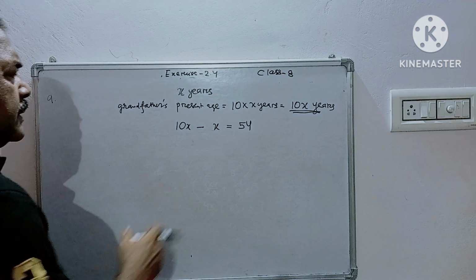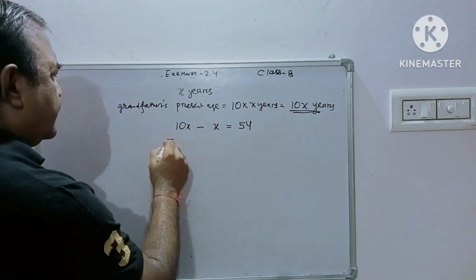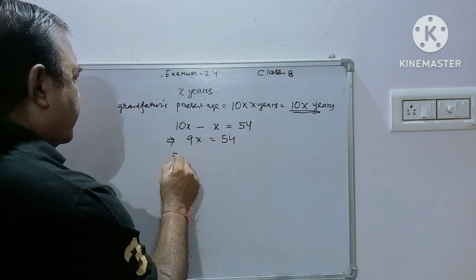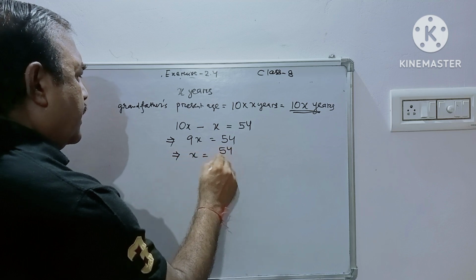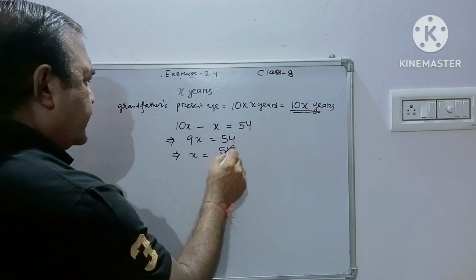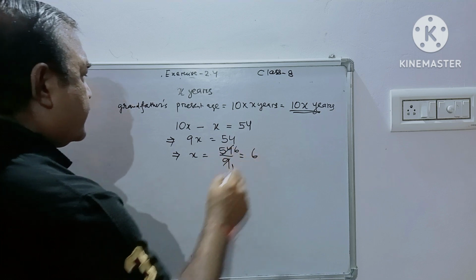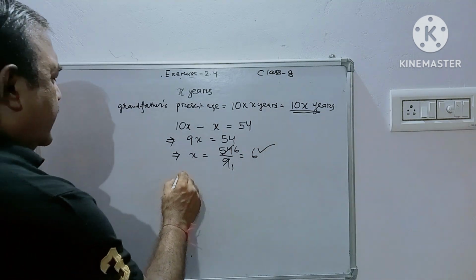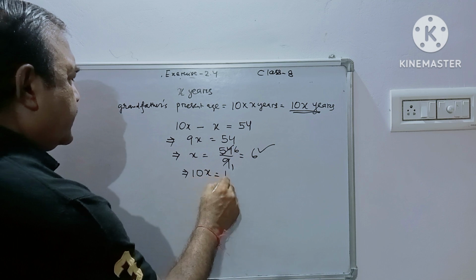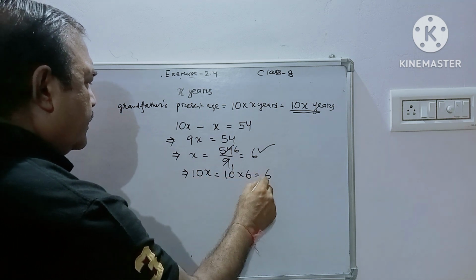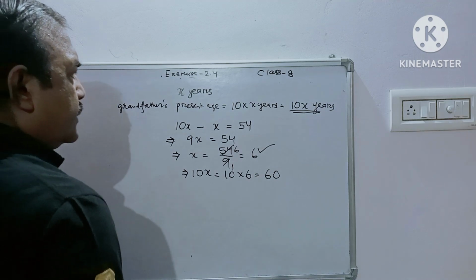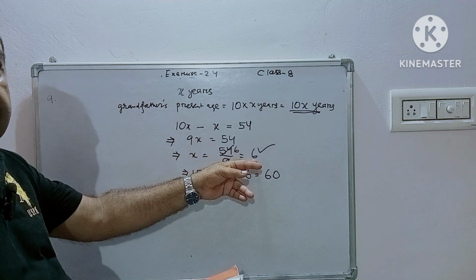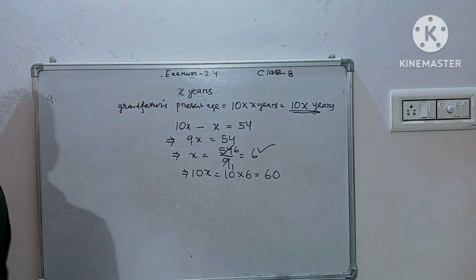54. Because from both sides the same unit years we cancel. That implies 10x minus x, that is 9x is equal to 54. That implies x is equal to 54 upon 9. 9 1s are 9, 9 6s are 54, that is equal to 6. So granddaughter's present age is 6 years. That implies, what is 10x? That is 10 into 6, that is equal to 60 years. So grandfather's present age is 60 years and granddaughter's present age is 6 years. So you will do like this.